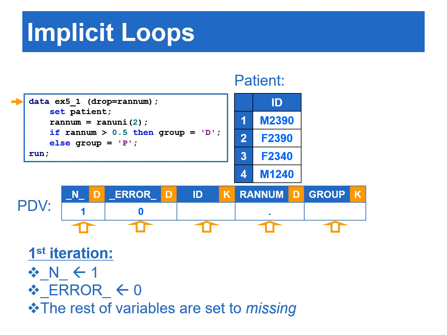This program reads data by using the set statement. Then the group variable is assigned with either D for drug, or P for placebo, based on the randomly generated number. Let's use the program to review the implicit loop.